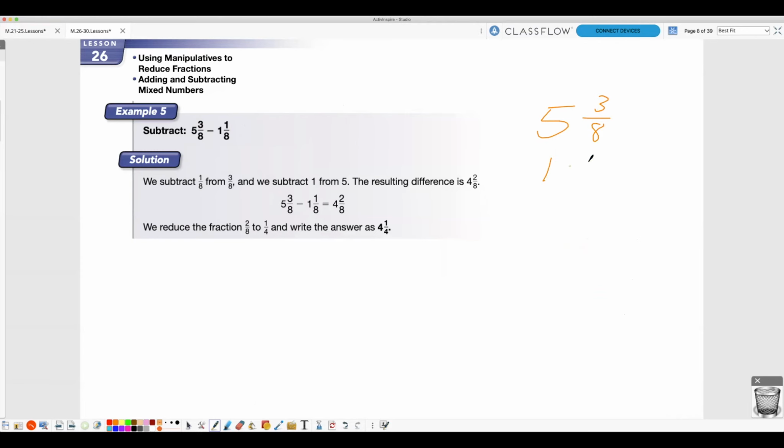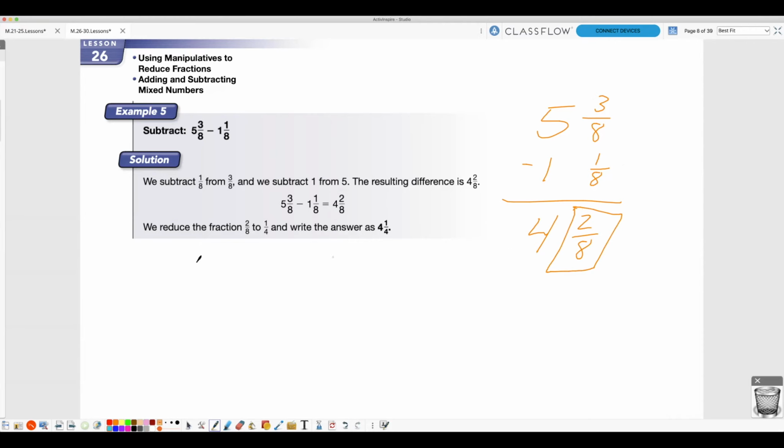5 and 3/8 minus 1 1/8. I can subtract the whole numbers here. I've got 4 in this case. 3 minus 1 is 2, and the denominator stays the same. But this part right here, this 2/8, needs to be reduced.